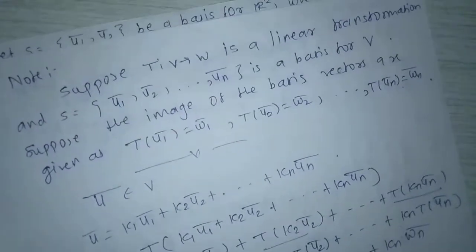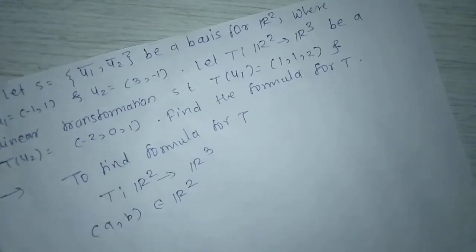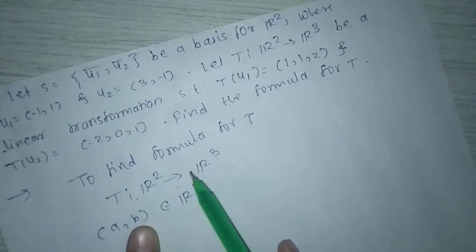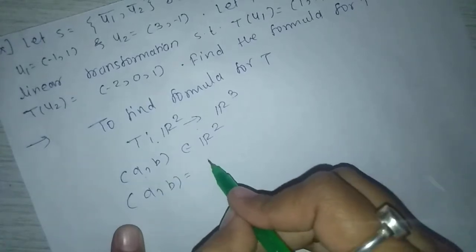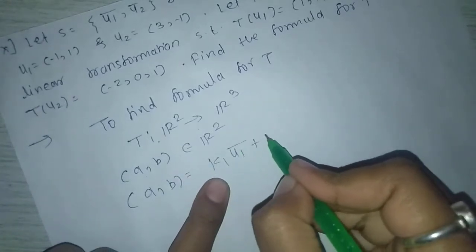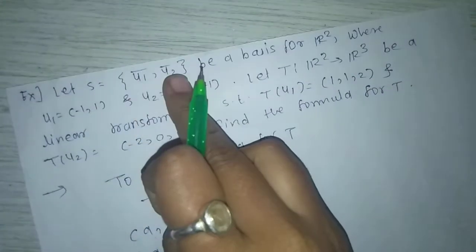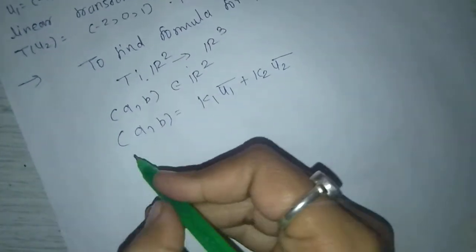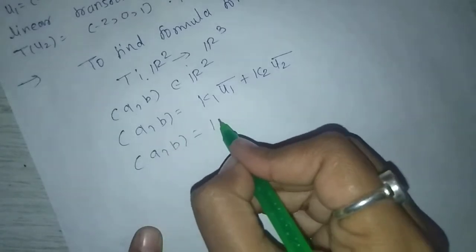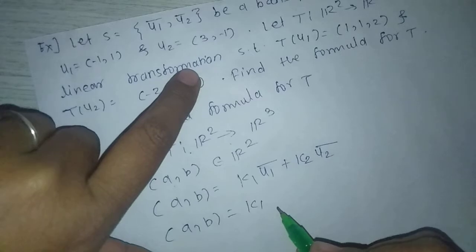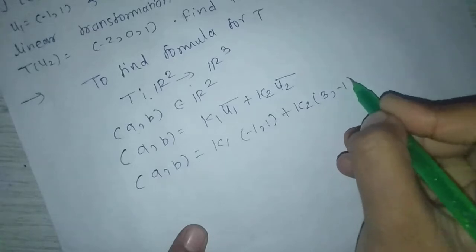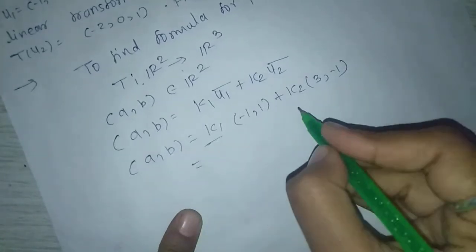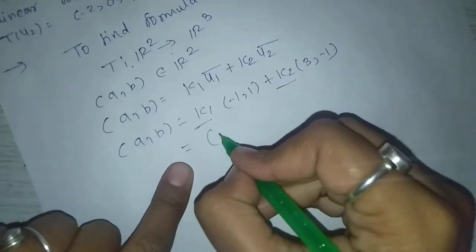Now this note we apply for this example. We have T mapping R2 to R3. We take (a, b) belongs to R2. Now write (a, b) as a linear combination of k1 times u1 bar plus k2 times u2 bar, since {u1 bar, u2 bar} is a basis for R2. Now (a, b) equal to k1 times (-1, 1), since u1 bar is (-1, 1), plus k2 times (3, -1), since u2 bar is (3, -1). Now first find the values of k1 and k2.